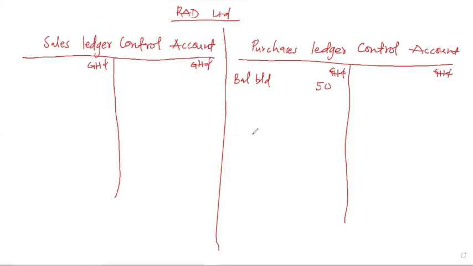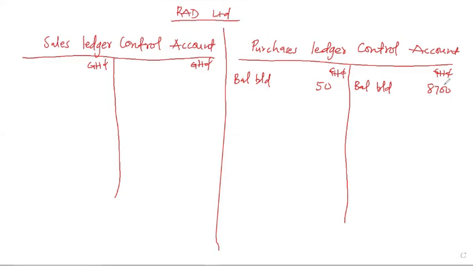And the next says the credit balance in the purchases ledger at the beginning, which is 8,700. So we do what the question is asking us to do. Balance brought down, which is 8,700.